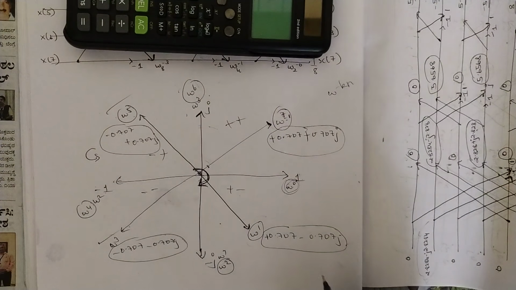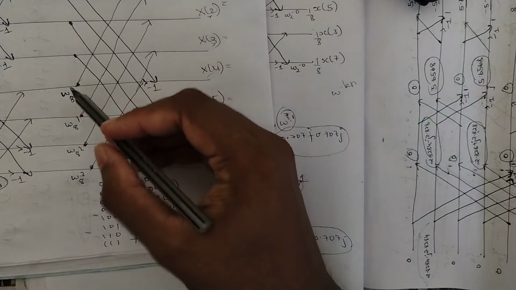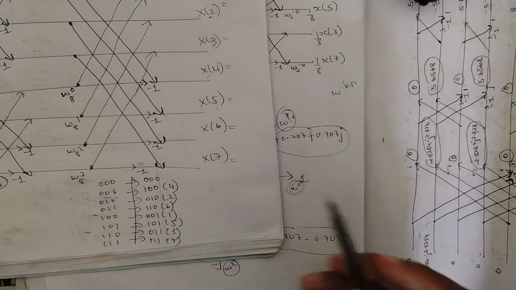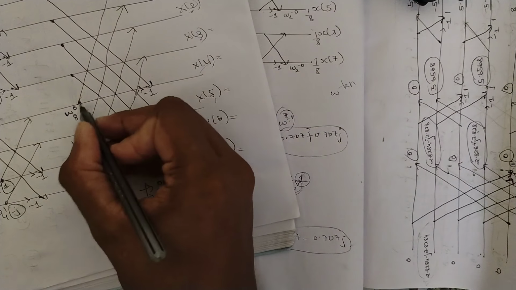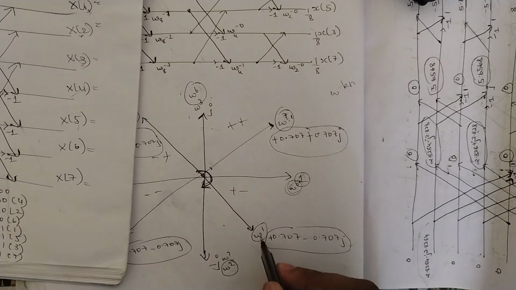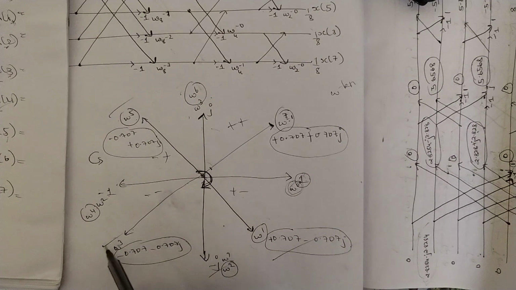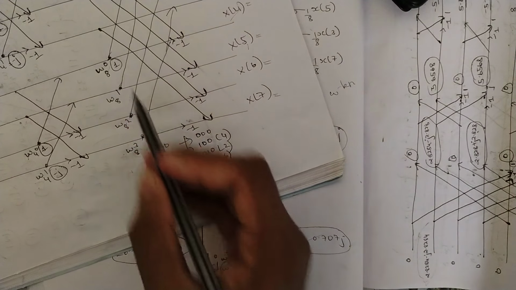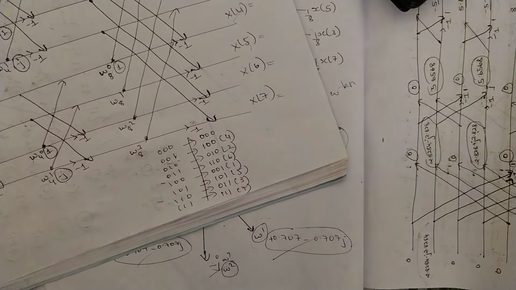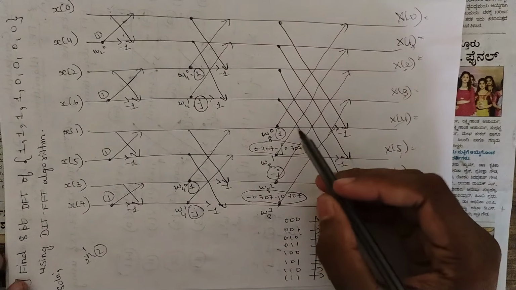So now with this, we have the values for this problem which we had left alone, that is W8 power 0, 1, 2, 3. We have all the 4 values: 0 is 1, so first term 1, second term is W power 1, that is this term, W power 2 is minus j, W power 3 is minus 0.707 minus 0.707j. Okay, those values you should be writing here on the input side. Now let's write that.